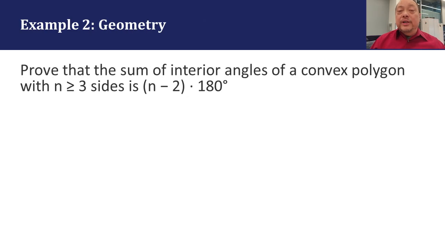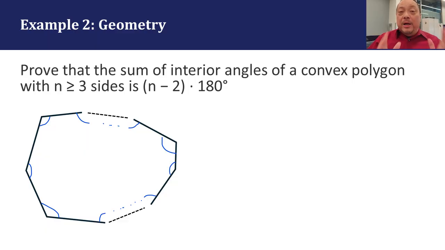All right, let's move on to example 2, geometry. Prove that the sum of the interior angles of a convex polygon of n sides, n greater than or equal to 3, is (n minus 2) times 180 degrees. First, let's illustrate what this means. It's about a polygon and all the interior angles of it. If this polygon has n sides, then the sum of all those angles will add up to (n minus 2) times 180 degrees.